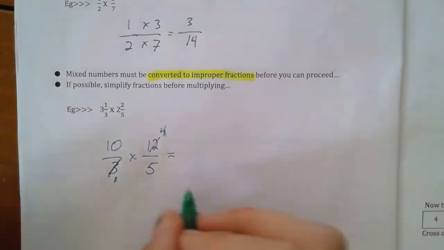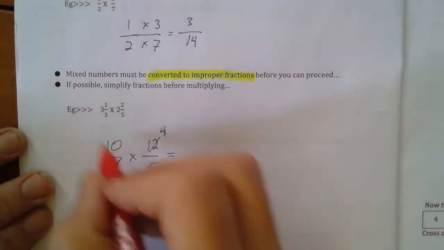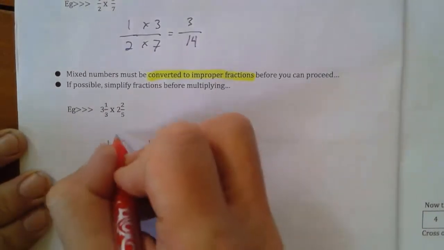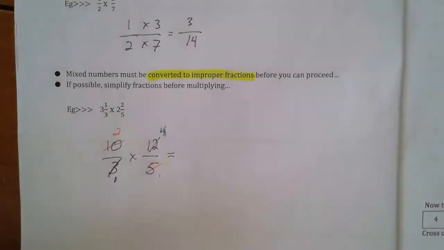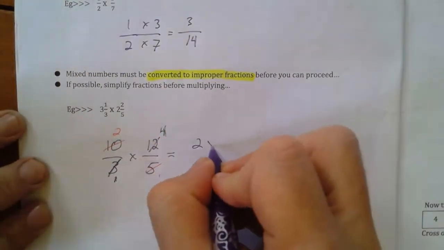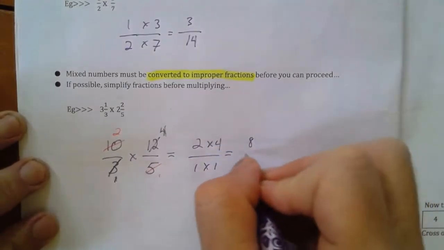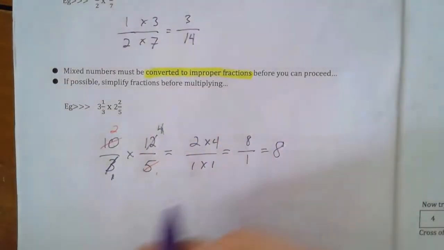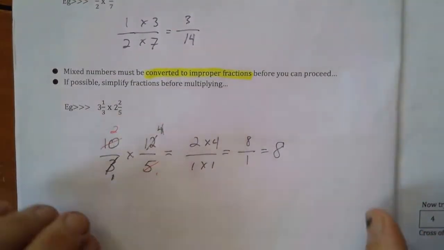Reducing that further. Now looking across on the diagonal, do these share a common factor? They sure do. 5 goes into 5 one time, and 5 goes into 10 two times. So now we're dealing with something that's a whole lot easier. 2 times 4 over 1 times 1, which equals 4 times 2 is 8, 1 times 1 is 1, which equals the whole number 8. So you could multiply these together and then do the process of canceling and simplifying afterward, but why not just do it from the get-go?